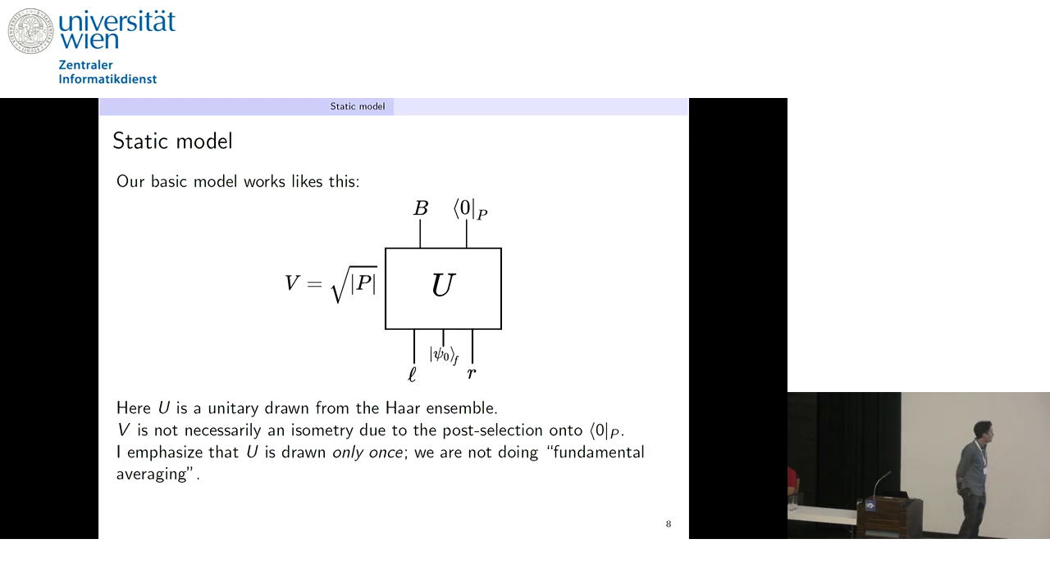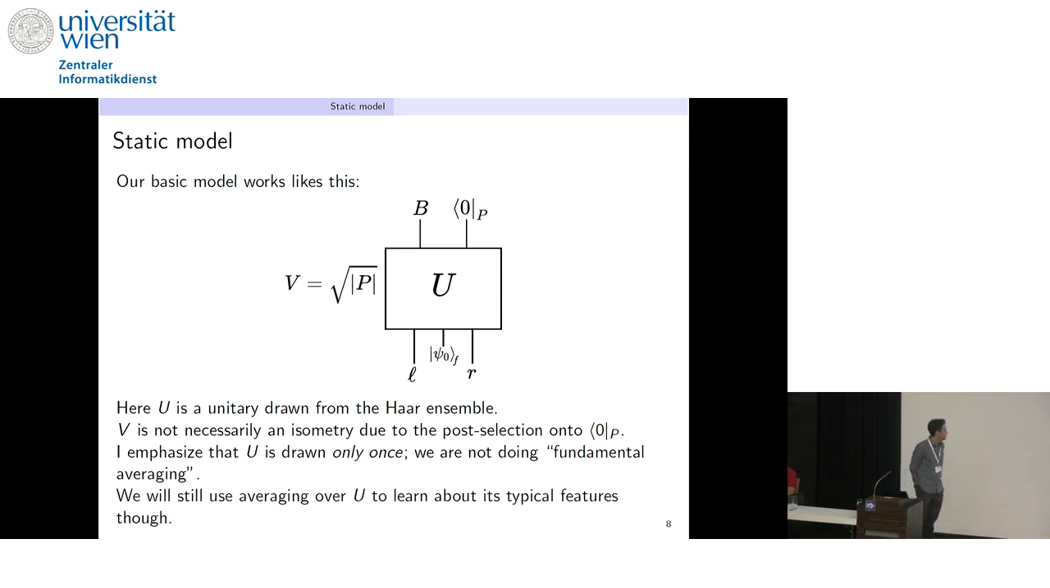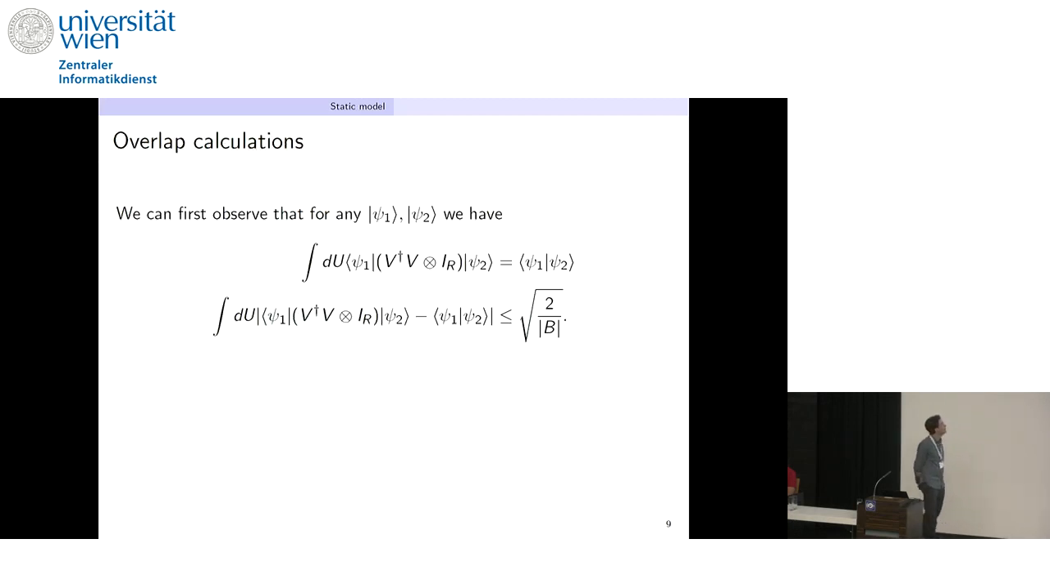Now, I want to emphasize that we are only drawing U once from the Haar ensemble. We are not doing fundamental averaging. I'm not one of those people who thinks that we should be doing fundamental averaging. Nonetheless, we're still going to use averaging over U, but only to learn about its typical features. So we're not going to trust the result of the average unless the fluctuations are small, okay? Okay, so let's just do a few calculations. I'm not going to say anything about how these calculations are done. Sorry, I only have 25 minutes.